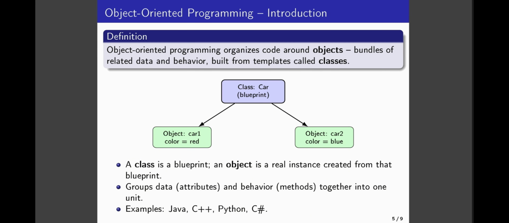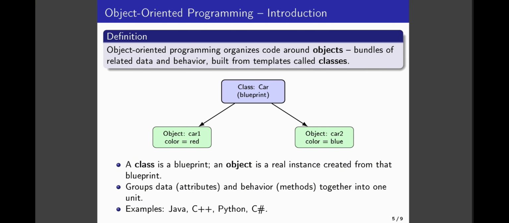Then this is one of the most widely used paradigms today: object-oriented programming, often just called OOP. Object-oriented programming organizes code around objects, bundles of related data and behavior, built from templates called classes. So look at the diagram. We have a class called Car, which acts as a blueprint. From that single blueprint, we can create multiple objects. Here, Car 1 with color red and Car 2 with color blue.